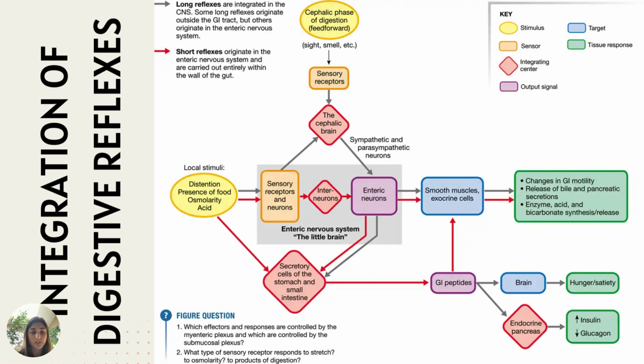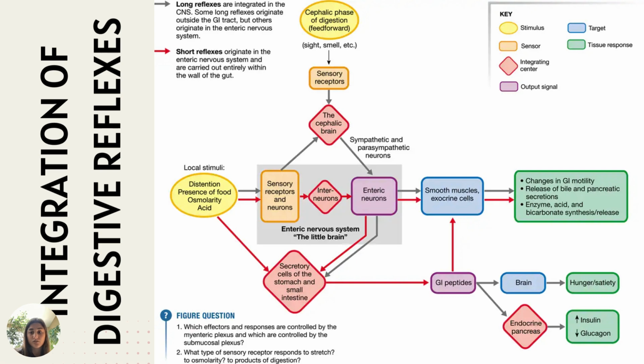Here is a larger demonstration of the integration of the digestive reflexes. Starting at the yellow, which is the stimulus, there are local stimuli such as the presence of food, or cephalic stimuli, so things that are happening in the brain such as sight, smell, or sound, like we said before. And this goes to the sensory receptors that lead to the little brain, or as we also know, the short reflexes that output a signal to the enteric neurons or the GI peptides.